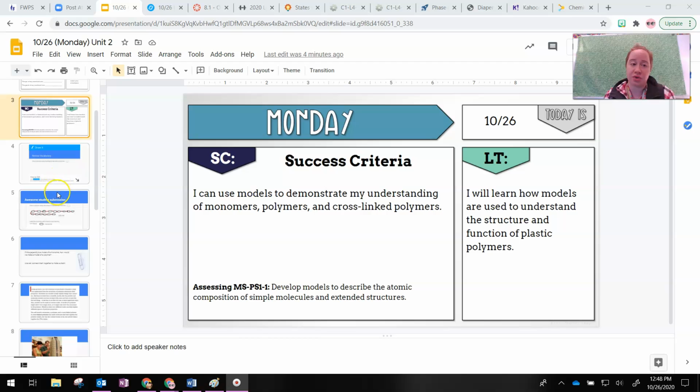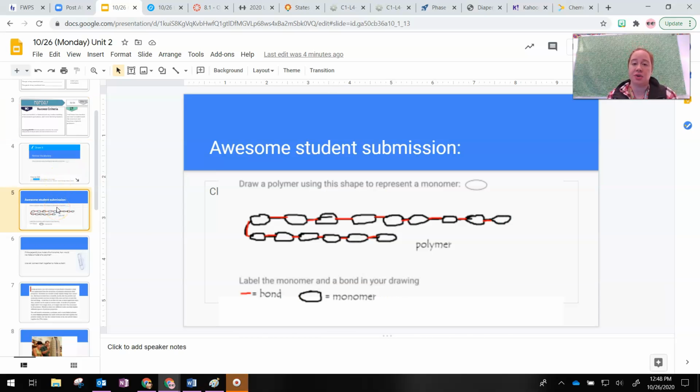I asked you to draw a polymer using a shape to represent a single monomer. And this was one of the awesome student examples I got. So I asked you to use this shape to represent a monomer. So each of these was a monomer, and that's what they labeled down here. They used a key, and then the whole thing they labeled as a polymer. So a polymer is just a really long chain, and this person curved it around. It could have been straight, could have been wobbly, okay? Either of those would have been acceptable.